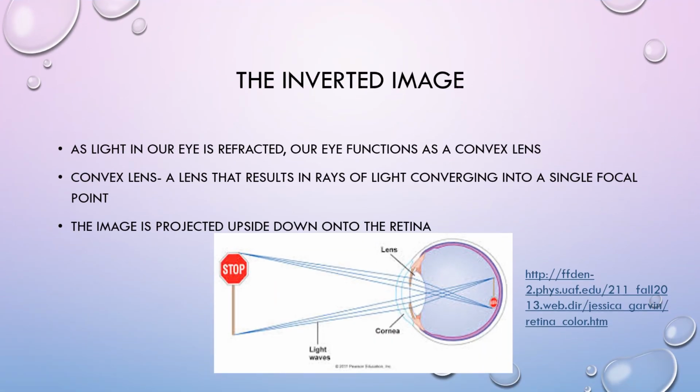Inverted image. As light rays enter our eye, they are refracted, and our eye acts as a convex lens. The convex lens converges the rays of light into a single point, and the image is projected upside down. Our brain then takes the inverted image and flips it right side up.